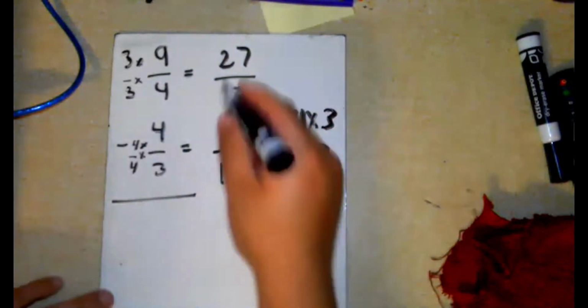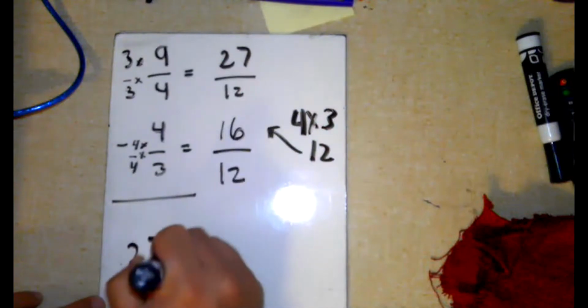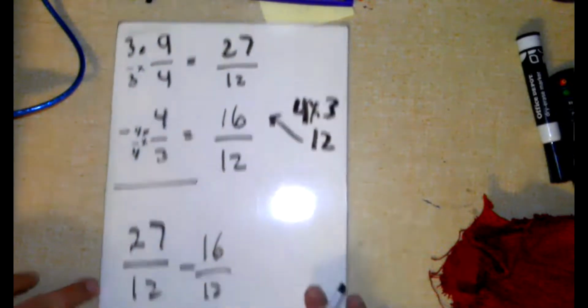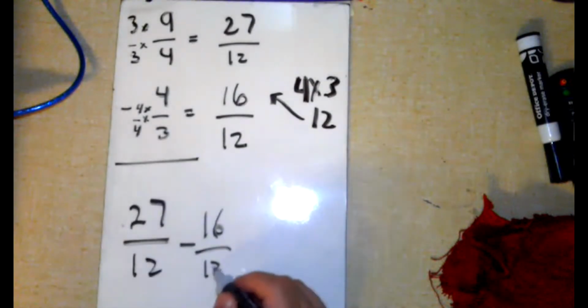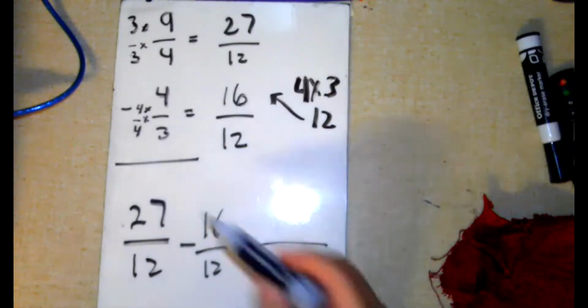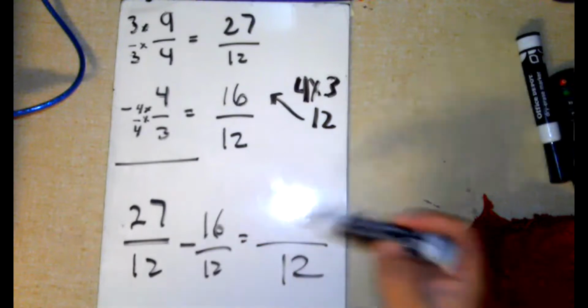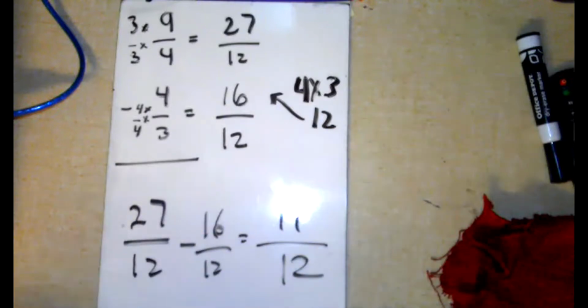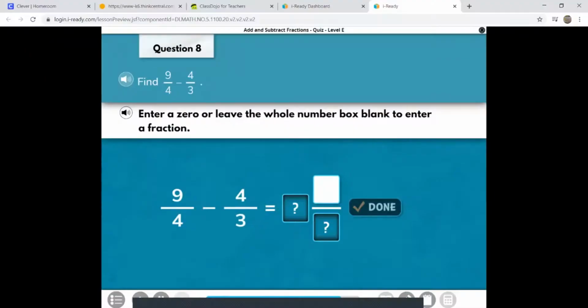And we're doing subtraction, right? So we got 27 over 12, subtract 16 over 12. And we have our alike denominators, 12, so I'm going to keep that 12. Now, what's 27 subtract 16? You should have got 11. So the answer is 11 twelfths. So let's go ahead and put that in there.